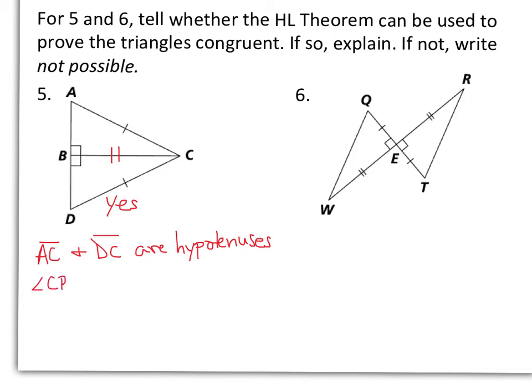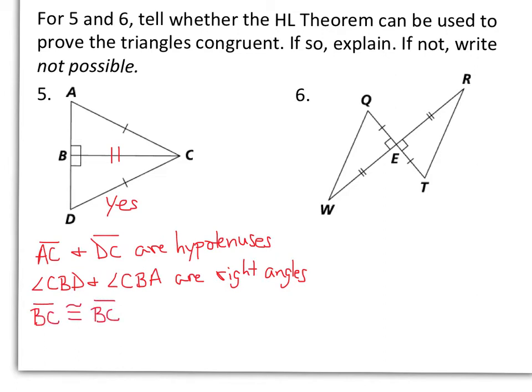Angles CBD and CBA are right angles. And BC is congruent to BC. And those are legs, so just make note of that. And actually, we know AC and DC are congruent and they're hypotenuses. So yes, in number 5, we could prove the two triangles are congruent by the hypotenuse leg theorem.